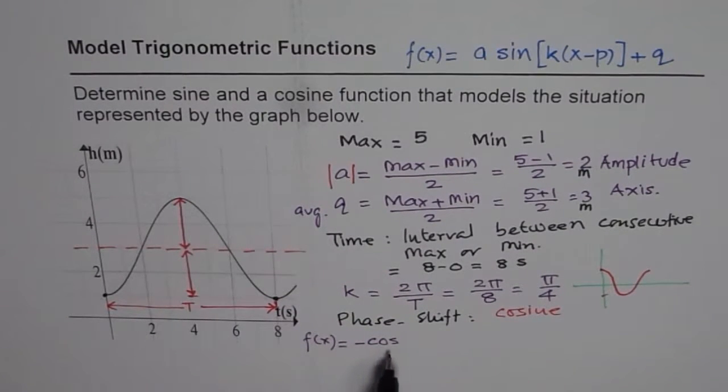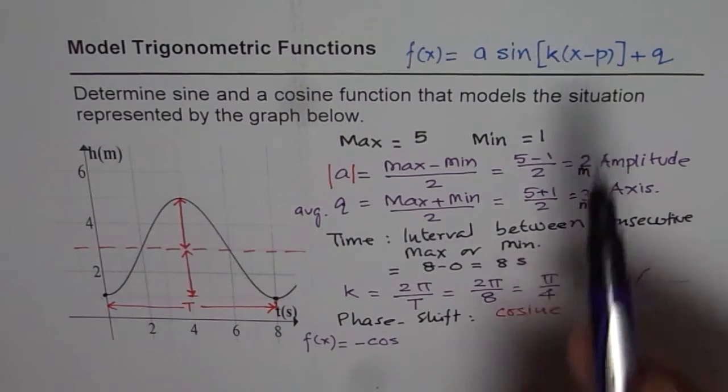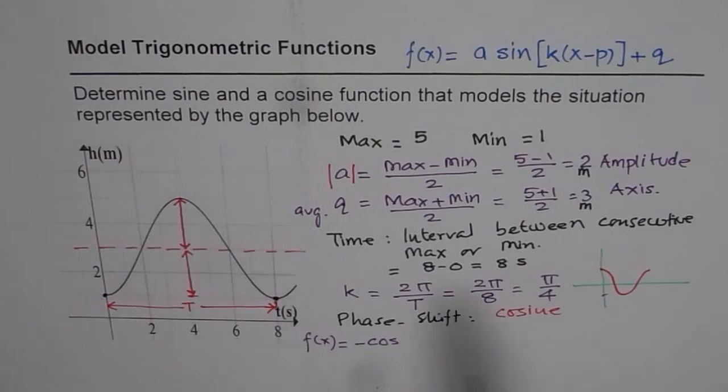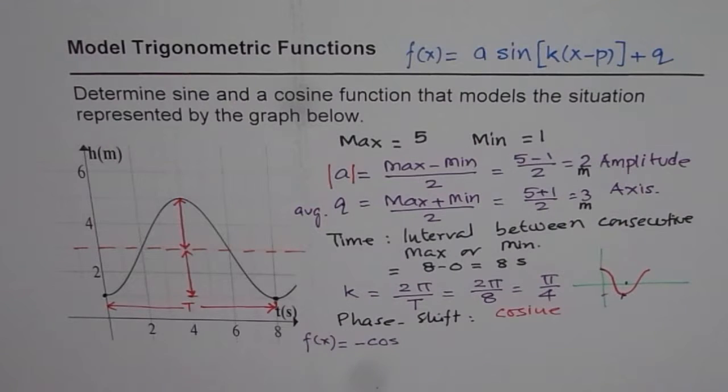So that is a good practice. In that case, you can avoid writing, so p is 0. Actually, I should say half the time period. So p is actually half the time period. It's kind of like this. Do you see that? That is where it is starting, but we could always think of it as a reflection also, right? So minus cos can help you write the cosine function.